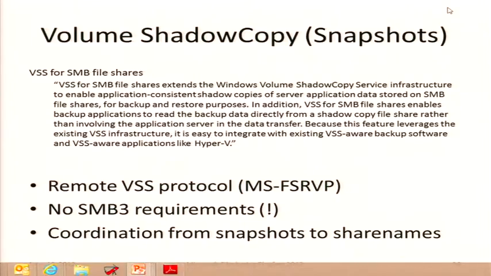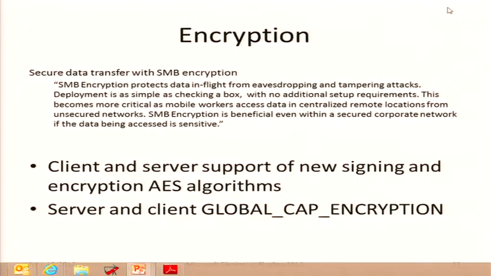This one is pretty interesting from an SMB implementation perspective because of that line. Encryption, strongly recommend you try to support this because processors support it well. Client and server support of the new signing and encryption AES algorithms, server and client global cap encryption. This is a very focused thing, right? Basically, everything that was in the message is exactly the same, just a header goes on the front of it that only appears when it was negotiated. Encryption has real high value.